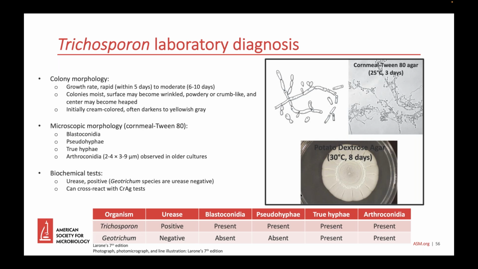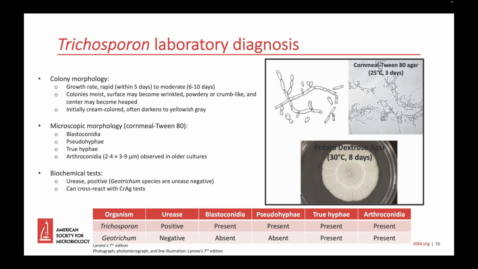Biochemical test, it's urease positive. It's important to note that an organism that can look very similar to it, colony-wise, but also under the microscope, Geotrichum, is urease negative. As I just explained, it can cross-react to cryptococcal antigen tests.